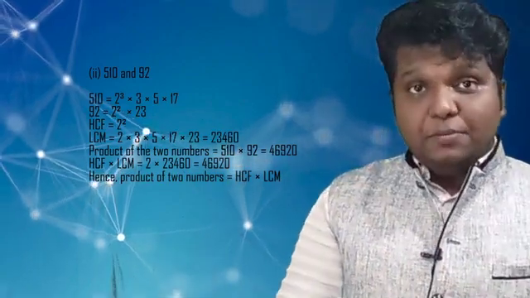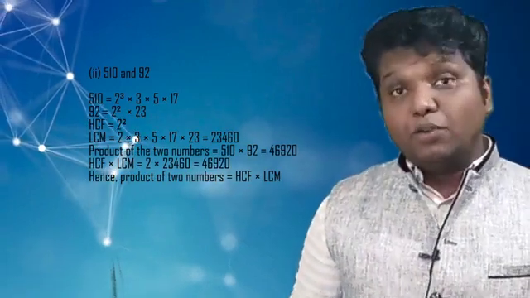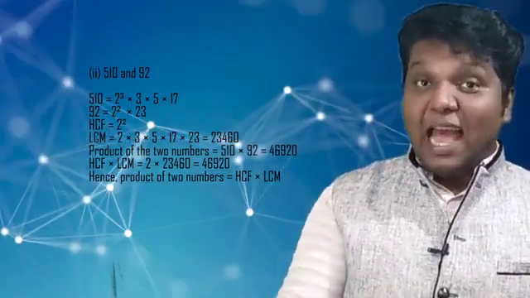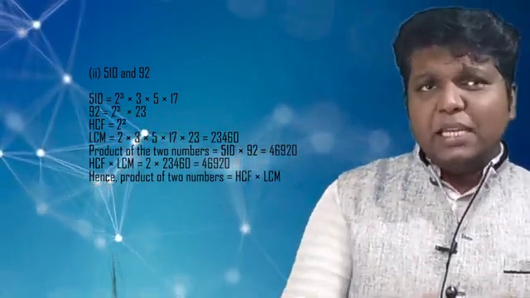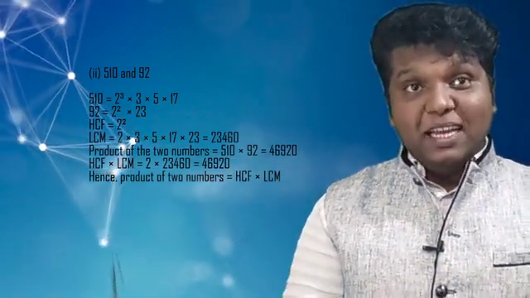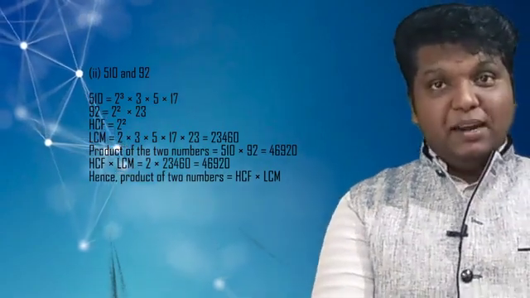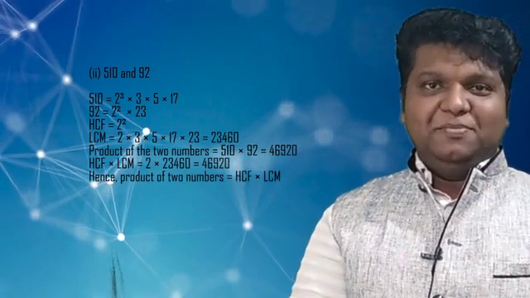Okay, now we have to find the HCF and the LCM. First of all, let us go with HCF. How to find HCF? Take the common primes, and they should be of the least powers. Here, what are the common primes? You can see in both of these, 2 is the only common prime number. In 510 also 2 is there. In 92 also you can see 2 is there. So 2 is the only prime number which is common.